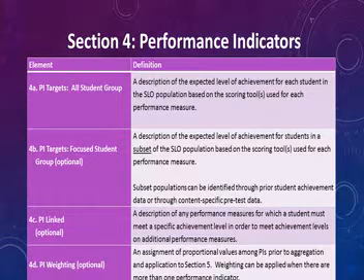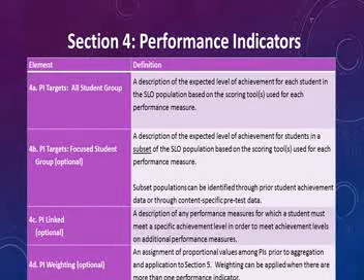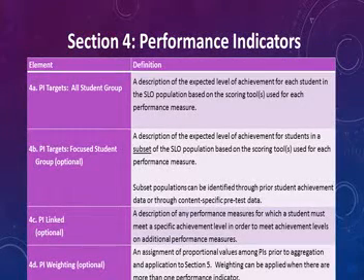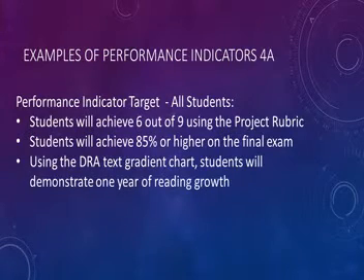Another optional way of doing the performance indicators is a description of any performance measure for which a student must meet a specific achievement level in order to meet achievement levels on additional performance measures. And then the weighted portion of this, which again is also optional, if you've got several different ways that you're indicating these students, you can weight them all differently for your final outcome. Let's take a little more detailed look at that.